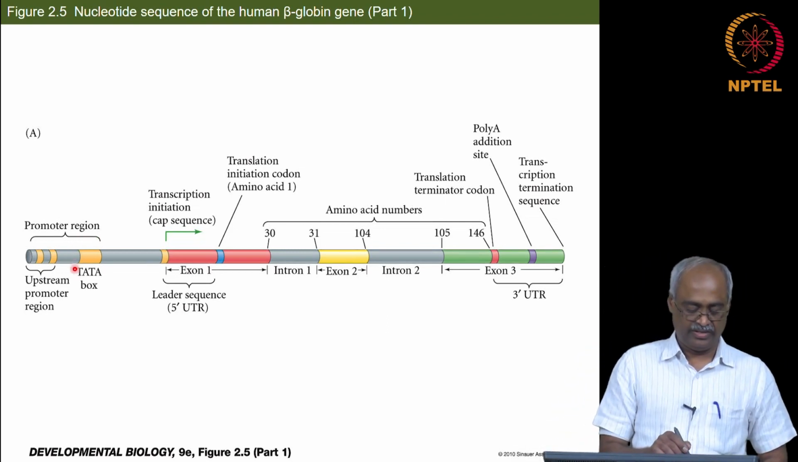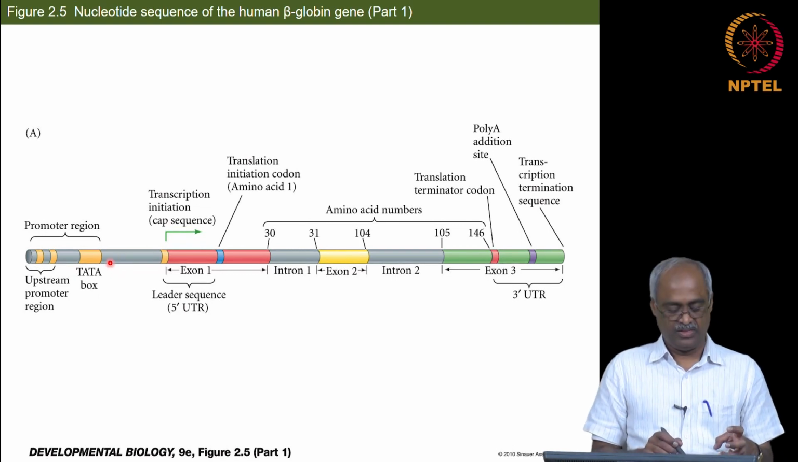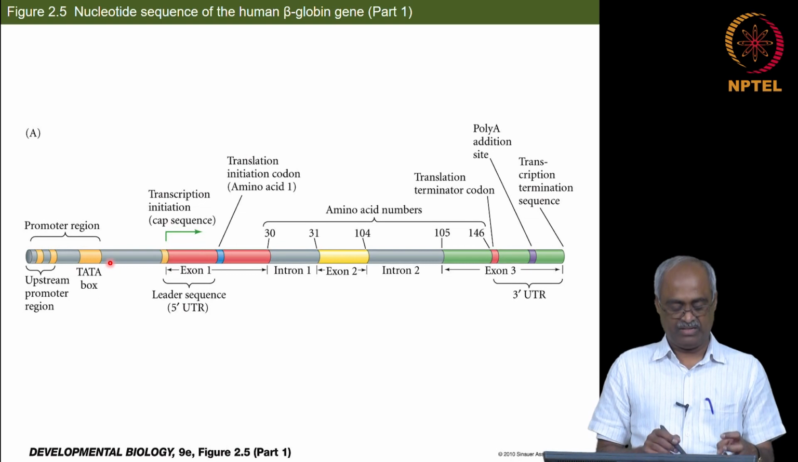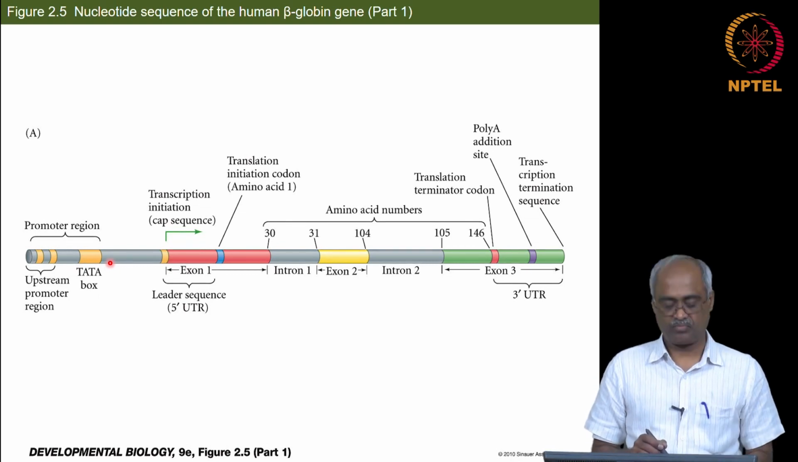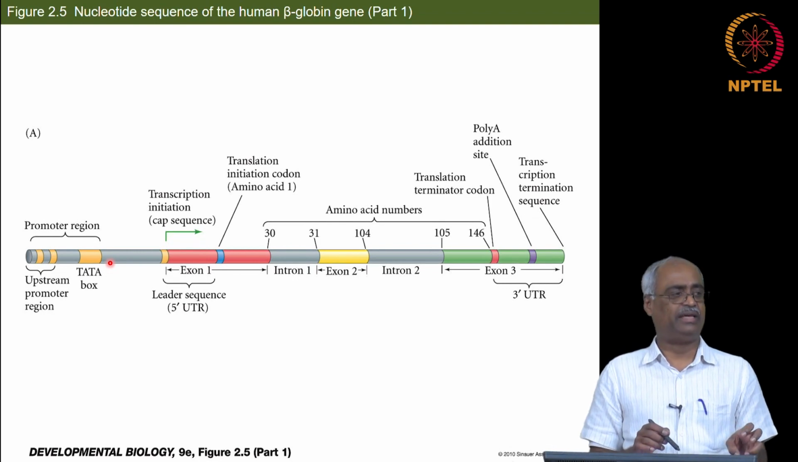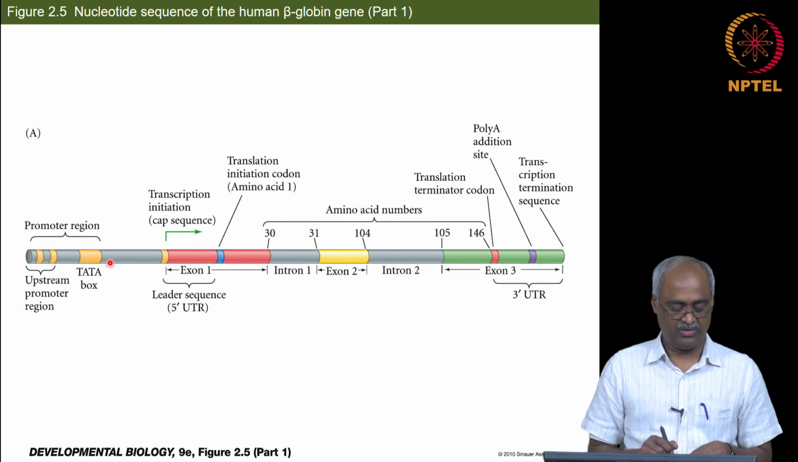The TATA box is one that is present in all promoters. These are like core promoters, the promoter sequence required for transcription of any gene, and there are special sequences that help in differential gene expression. We will talk about that when we go further.